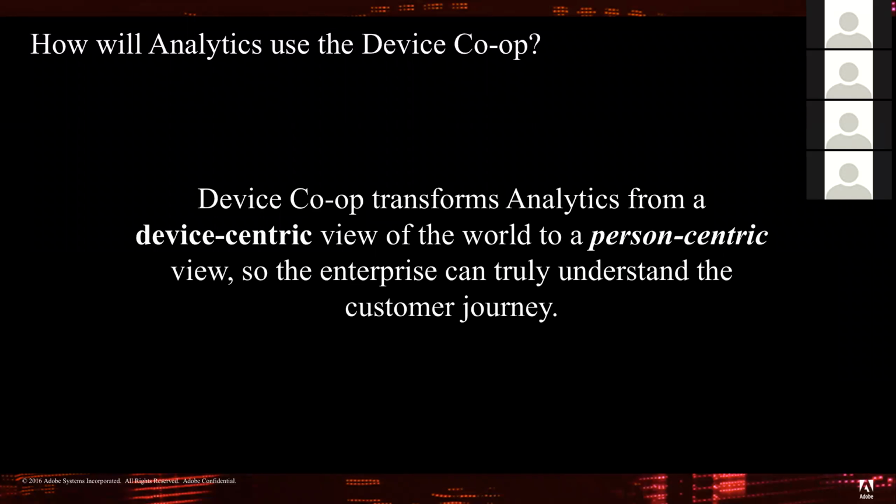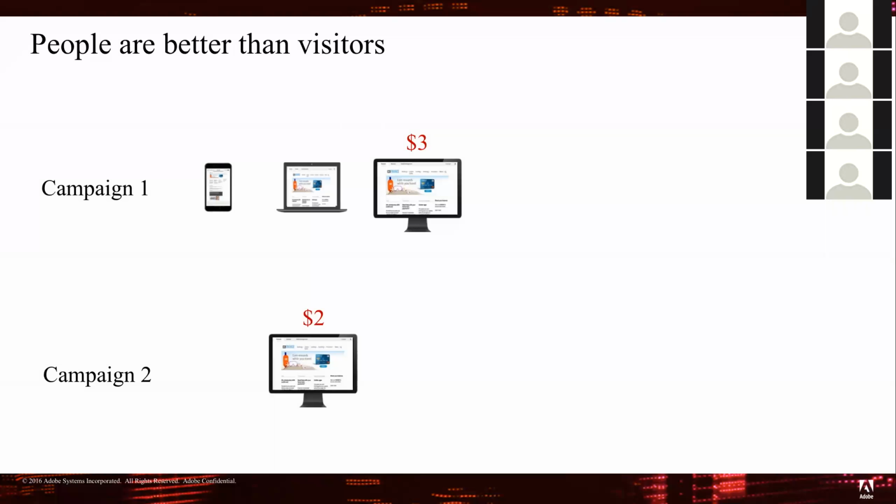the biggest thing that's happening to analytics as a result of the co-op, and this is in the fall release of analytics, is we want to introduce the concept of a person-centric view, customer-level data, and take it from being device-centric so the enterprise can really understand the customer journey. And the reason is that really, devices don't buy things, people do.